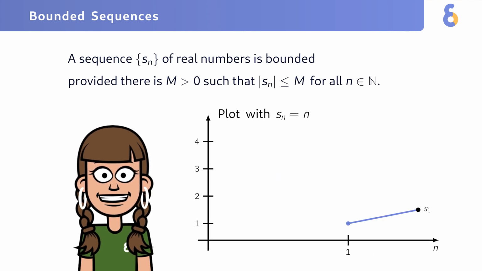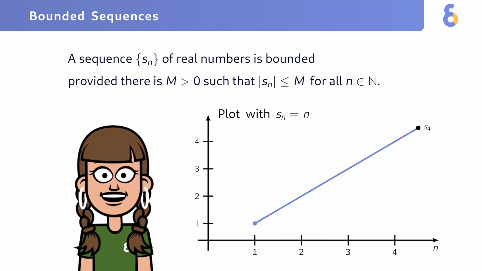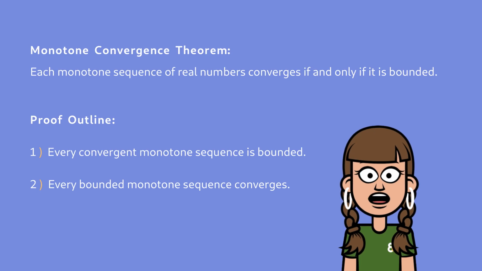However, the sequence with s sub n equals n is not bounded. We can see that it's not bounded because the plot keeps going up and up. Now it's time to get to the actual proof.